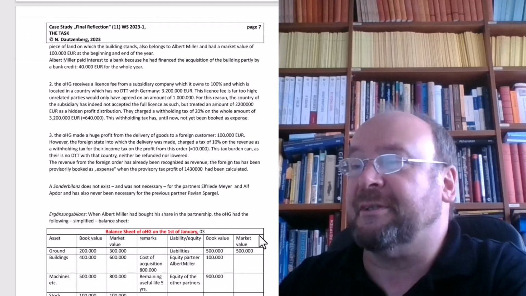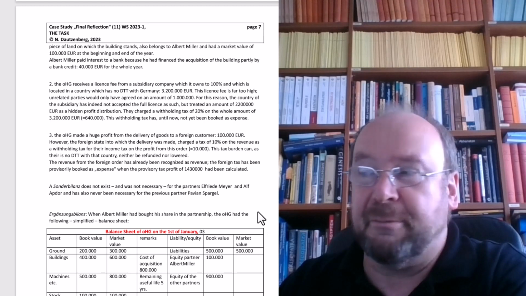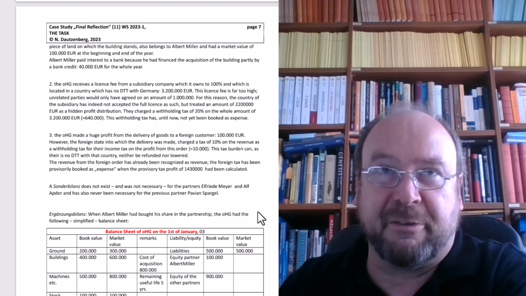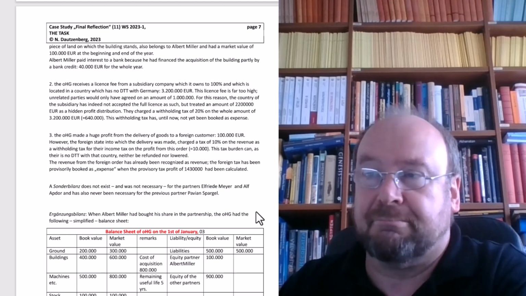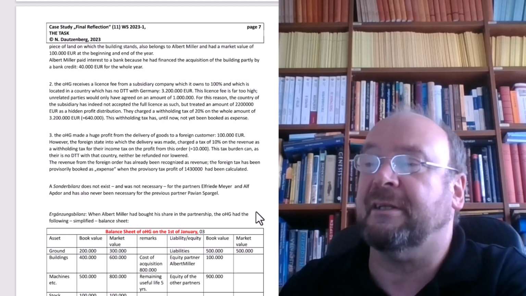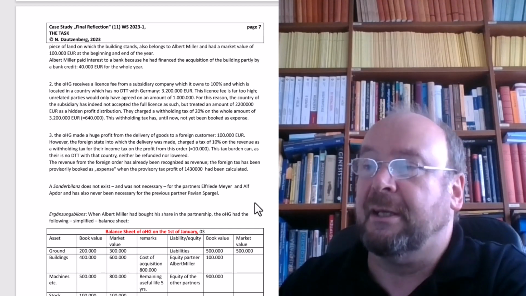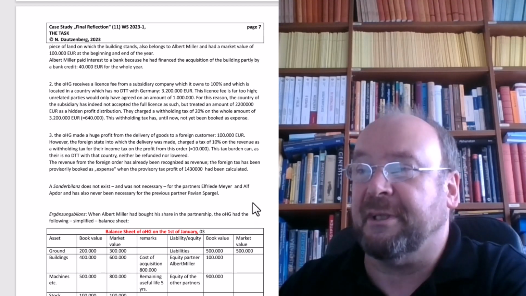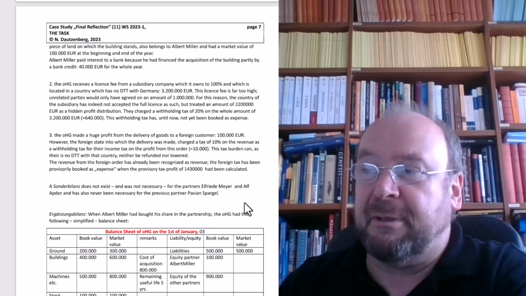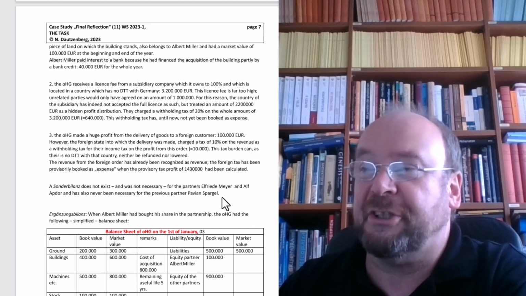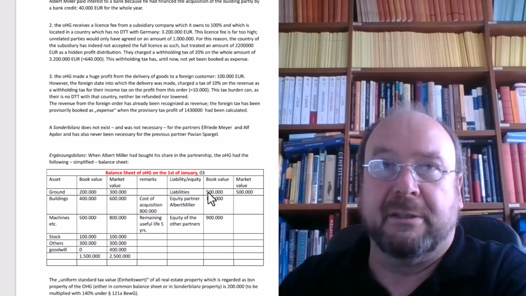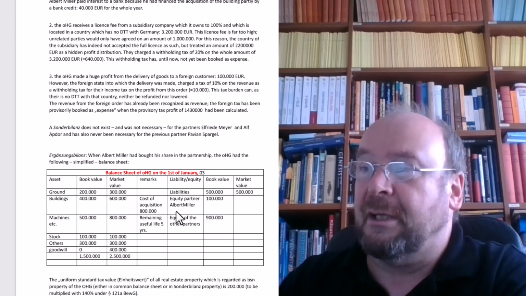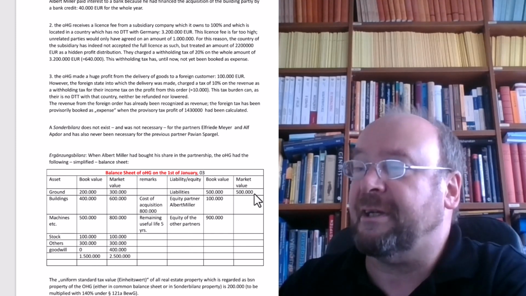A Sonderbilanz does not exist and was not necessary for the partners Elfriede Meyer and Alf Abdor, and has also never been necessary for the previous partner Fabian Spargel. So, if any might exist, then only for the new partner Albert Miller. Now there is, as you perhaps know, in Germany also a topic called Ergänzungsbilanz. When Albert Miller bought his share in the partnership, the OHG had the following simplified balance sheet. The tax book values are in these columns. And just for your information, you have market values also here.